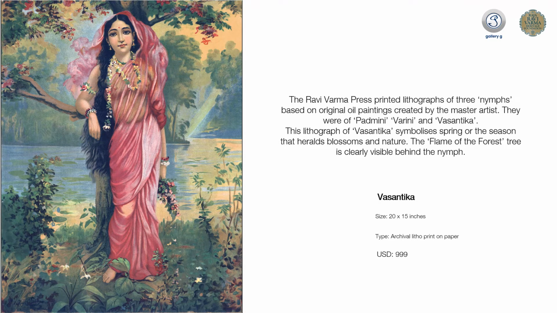We start with the first lot, which is Vasantika. Vasantika was created as a part of a series featuring Padmini, Varini, and Vasantika. All the three are supposed to be Apsaras or celestial nymphs. Now, Vasantika comes from the root word Vasant or spring. So, Vasantika is supposed to be the harbinger of spring, the incoming of spring.